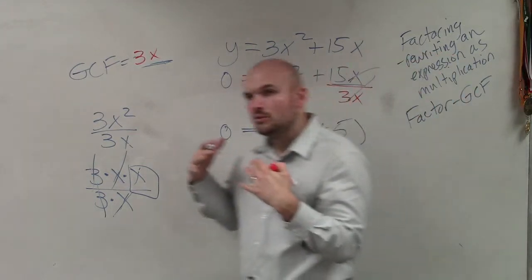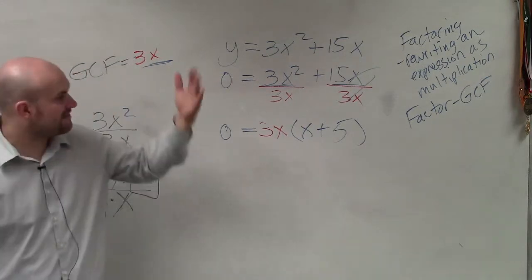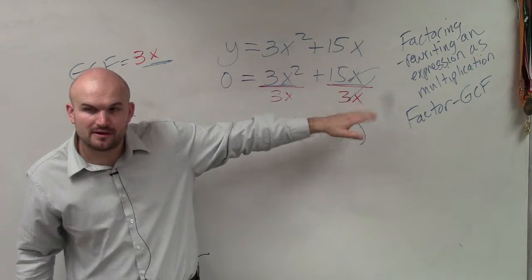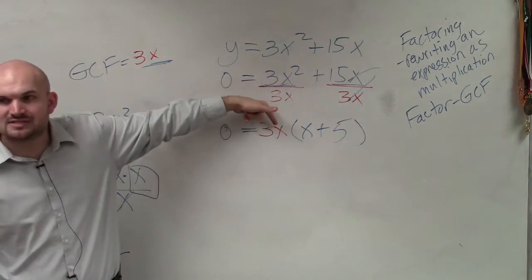Now, again, what I did was I found my GCF. I divide both terms by the GCF. And then I rewrite it on the outside of the quotient.